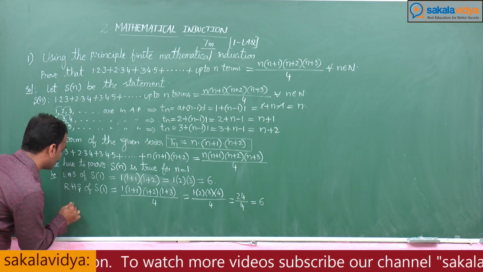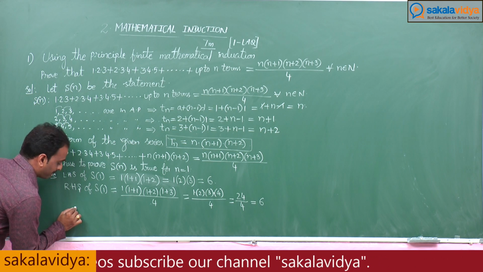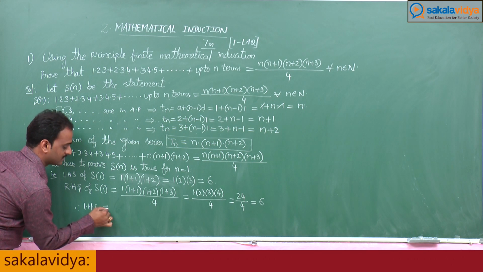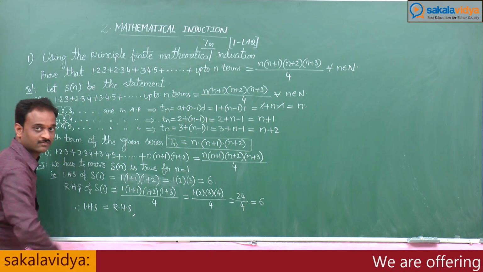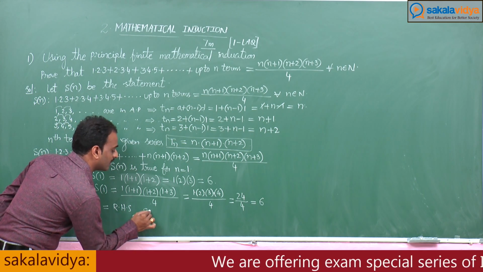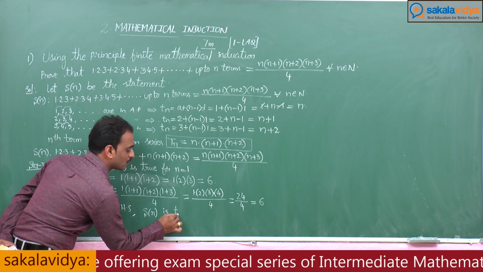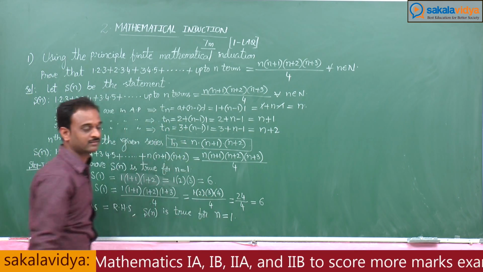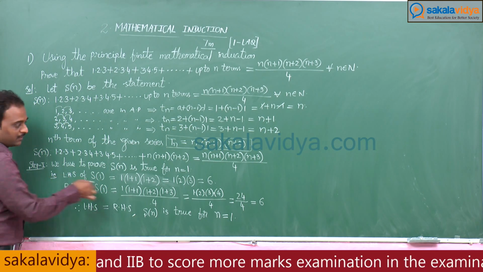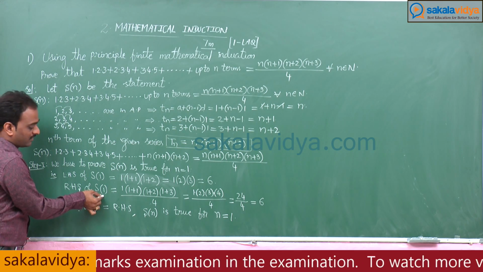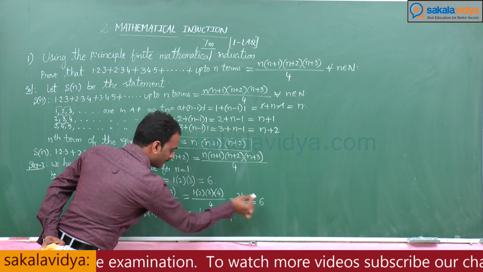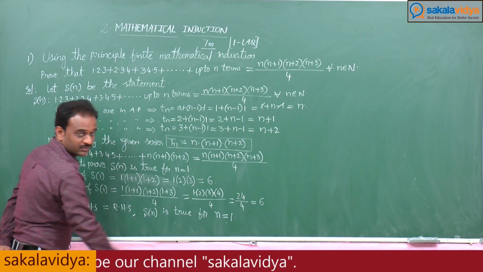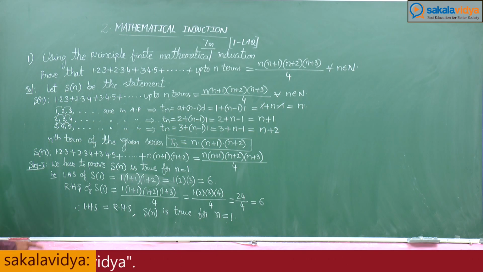So now we can conclude that since LHS of S of 1 is equal to RHS, we can conclude that S of n is true for n is equal to 1. S of 1 యొక్క LHS value, at the same time S of 1 యొక్క RHS value రెండు ఈక్వల్గా ఉన్నాయి కాబట్టి S of n అనేది లేదా ఇచ్చిన స్టేట్మెంట్ n is equals 1 కి నిజం అవుతుంది. S of n is true for n is equal to 1.